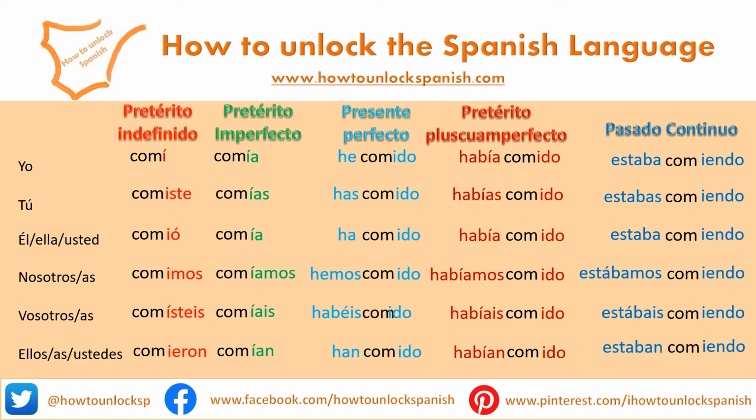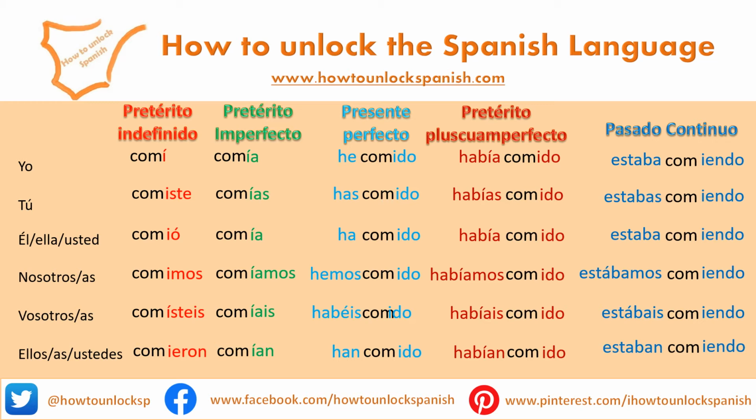El pasado continuo is very similar to the presente continuo. So the first word is going to be the verb estar, conjugated in the imperfect tense. Estaba, estabas, estaba, estábamos, estabais, estaban. The second word is going to be the gerund that we know already from the presente continuo. Comiendo, because it's comer, we take away er and we add yendo. So it's going to be estaba comiendo, estabas comiendo, estaba comiendo, estábamos comiendo, estabais comiendo, y estaban comiendo.